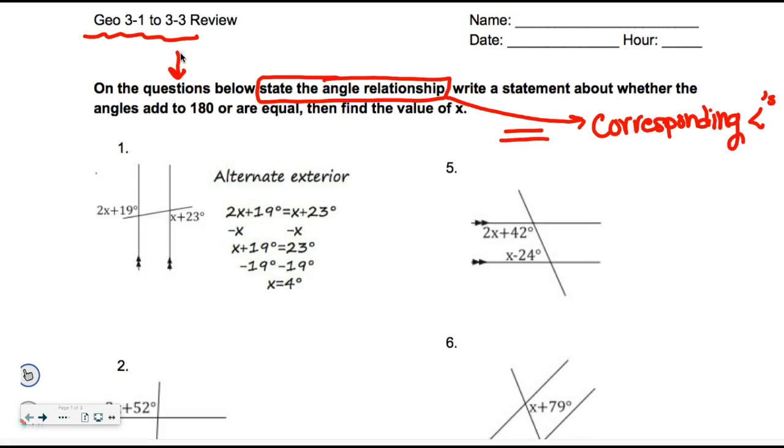Go ahead. The next kind is alternate interior angles. They're smashed between the parallel lines, like these 4 angles in here. 1, 2, 3, 4 angles in here. They're smashed between, and they're called alternate because they're on opposite sides of the slicer. We call that the transversal, but they are also equal.